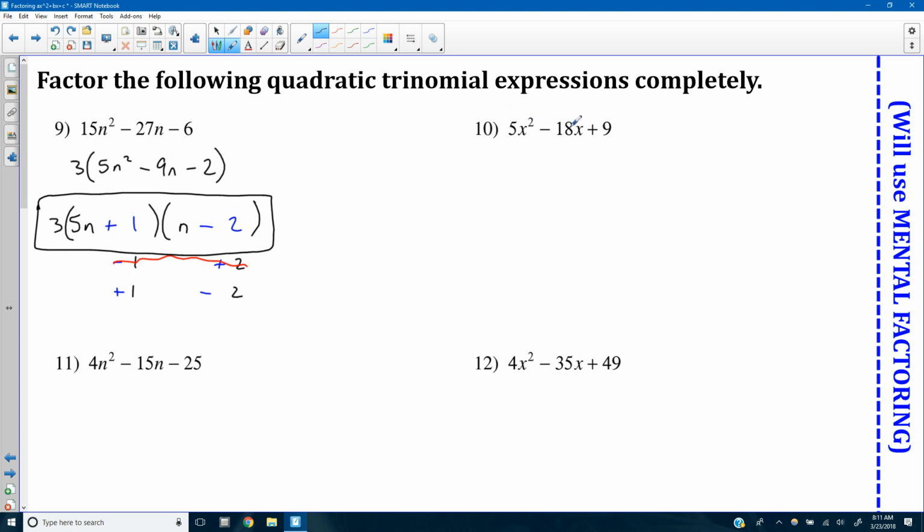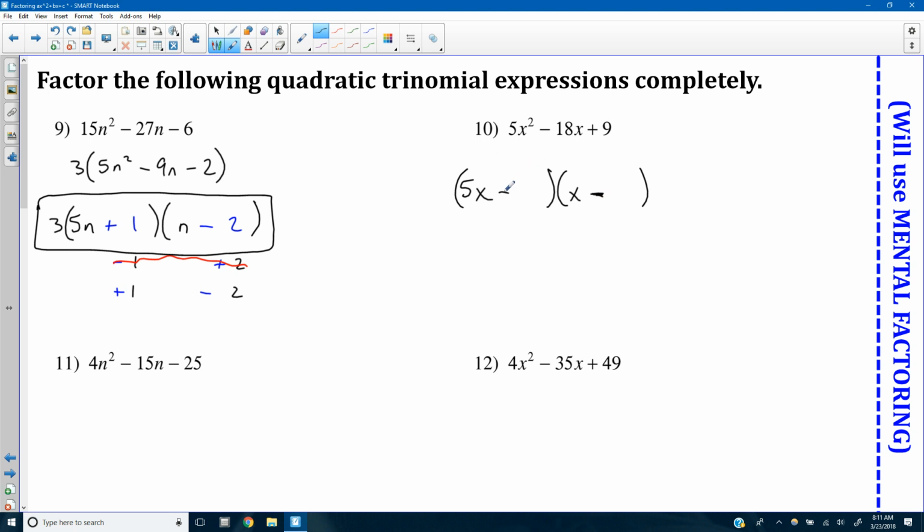5x squared minus 18x plus 9. No common factor. So I'm going to go ahead and start this out. If it's factorable, it's going to look like this. I have an x times x going on. 5 is a prime number. That means I can write a 5 here. Hopefully you're making sense of this. Positive product, negative sum. That also means both of these are negative. Boom. I'm already on the way.